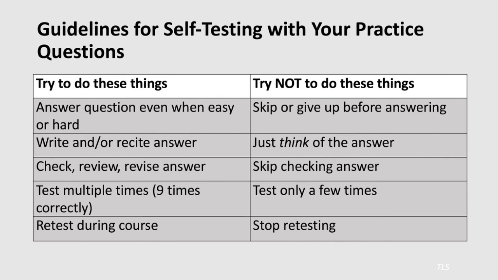This table highlights 5 key aspects of self-testing. The left column indicates things you should try to do, and the right column indicates things you should try not to do. I'll review these briefly, and you can replay this segment as needed.